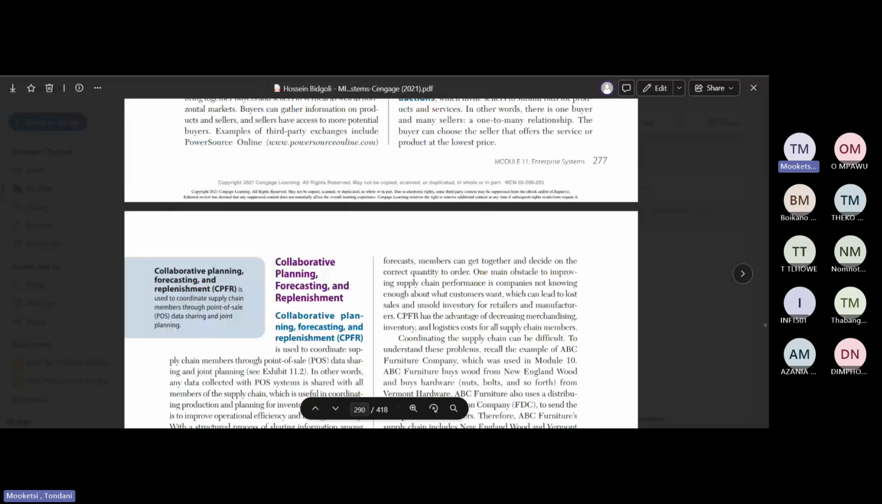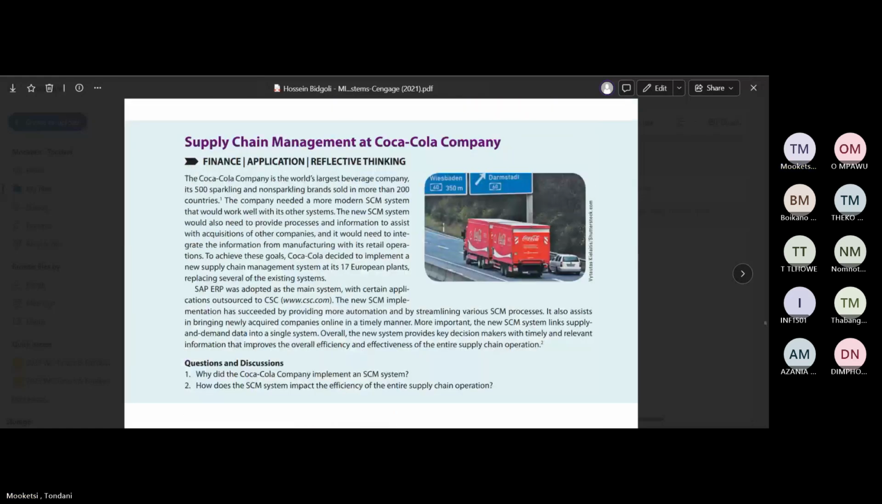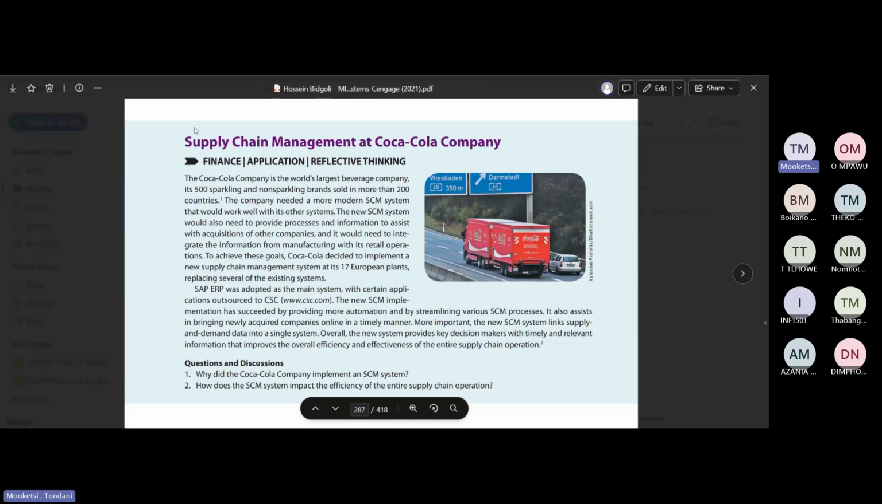This is the CPFR that I was explaining. But now I'm looking for this one. Page 275. It might be a different page in your book, but it is talking about supply chain management at Coca-Cola Company. So, as we know, Coca-Cola Company is the world's largest beverage company. It has 500 sparkling and non-sparkling brands sold in more than 200 countries.